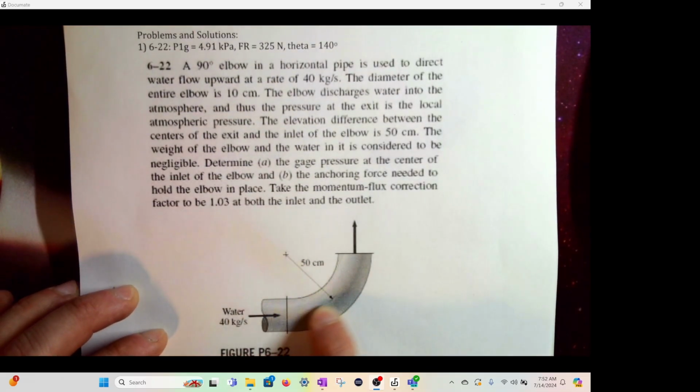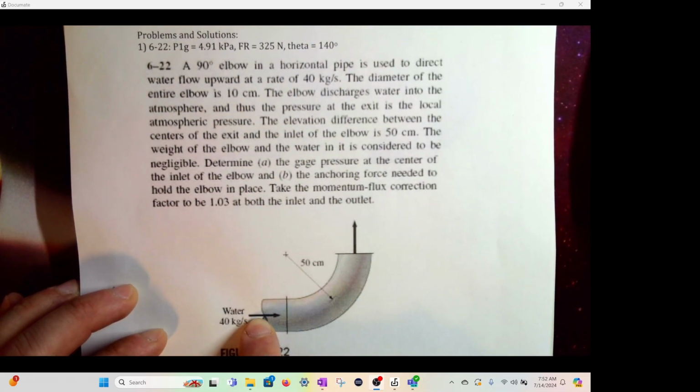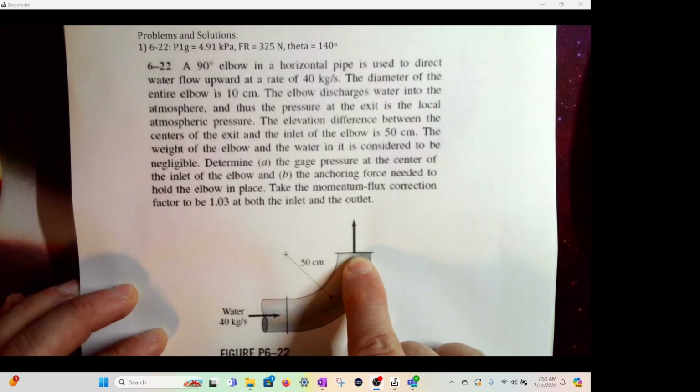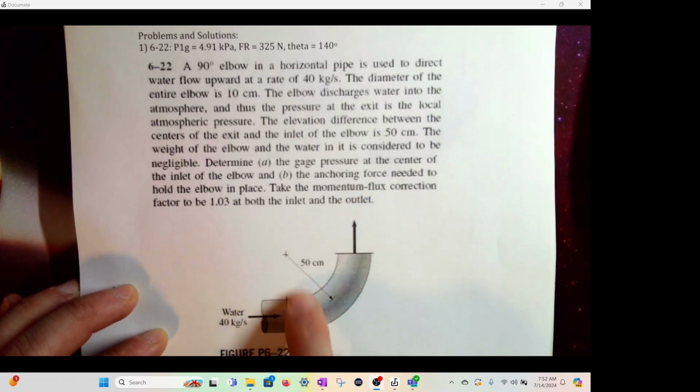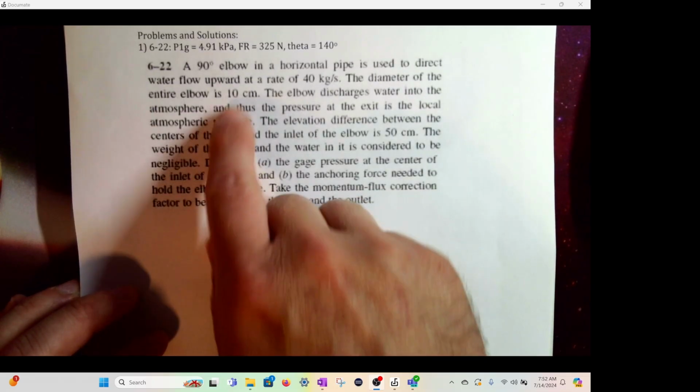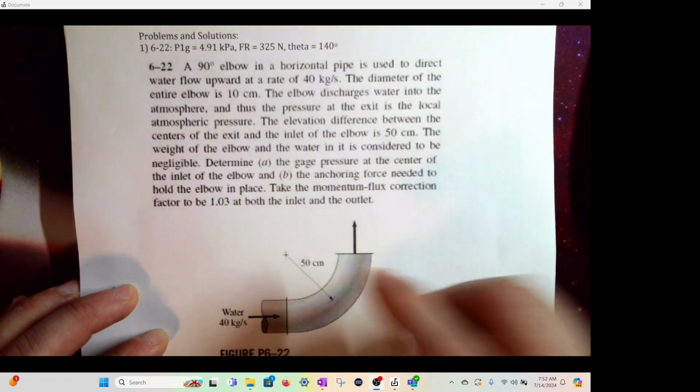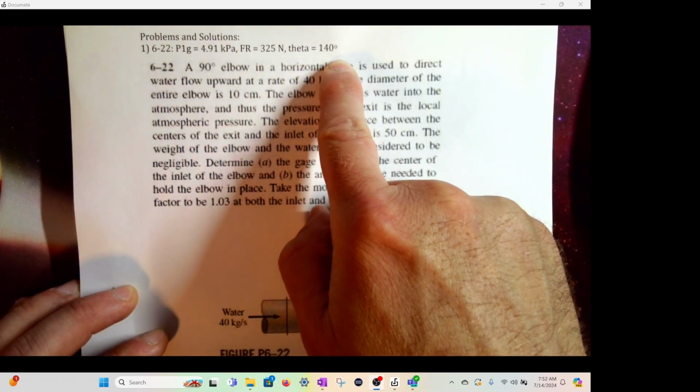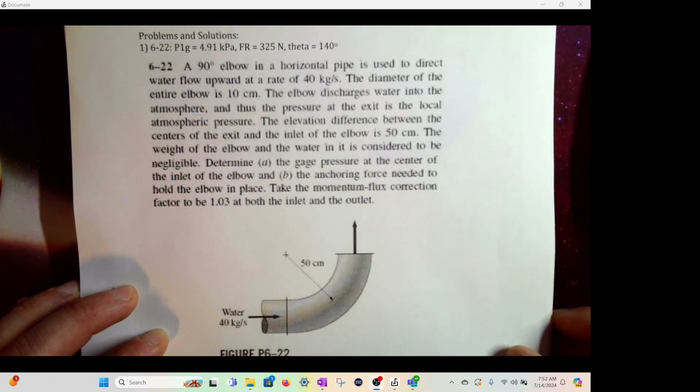So we have an elbow here, shoots water in right here. All right, we cut the pipe right here. It's a 90-degree elbow. Then it shoots out to atmosphere. Give you some dimensions. And then here's the word problem. And I also give them the solutions at times to help them make sure that they know what they're doing.